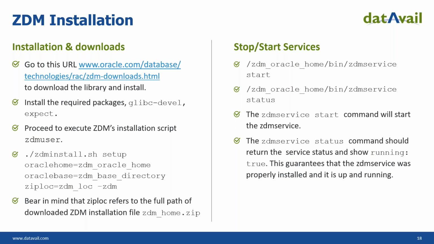Here is the installation process we have. I have shared the link here where we can download the latest JDM software, and the prerequisites we have here. We need to download and install glib and a few more packages before we configure or install the JDM. And then here is how we can install the JDM.